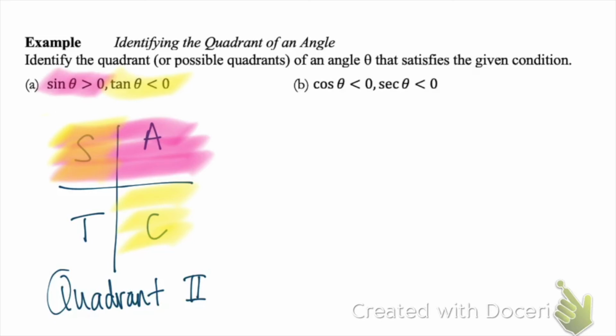For our next problem, we have cosine theta is less than 0, so cosine is negative, and secant is also negative, less than 0. Since my all students take charge doesn't really use secant, let's just think back that secant is just the reciprocal of cosine. So really, we're just saying twice that cosine is negative here. So looking where cosine is negative, that would be on quadrants 2 and 3. Secant is also negative in quadrants 2 and 3. So those are our answers.